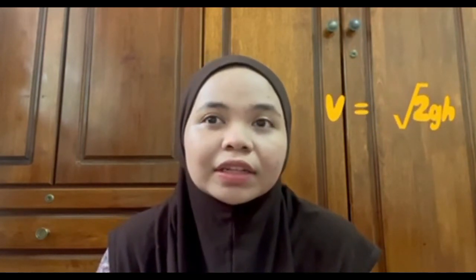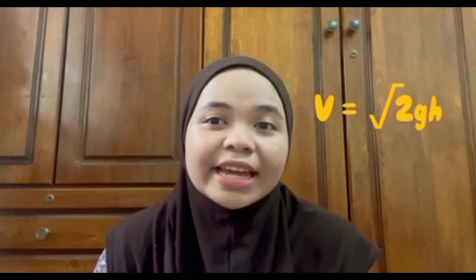Based on the formula, we can define the jet velocity by using the equation v equals square root of 2gh. It means the jet velocity can be calculated with the square root of 2 times gravity and height. The height value is determined by the value of pressure in the water. The greater the depth, the greater the pressure.